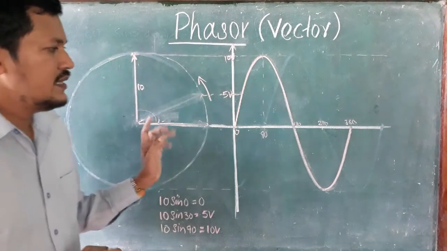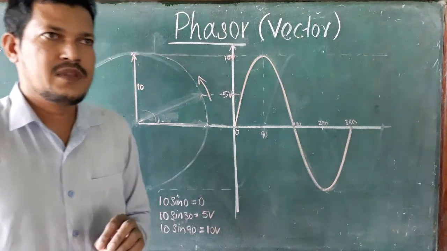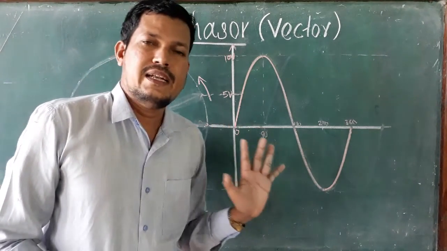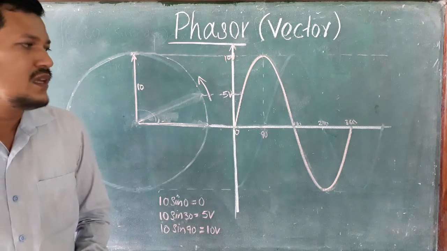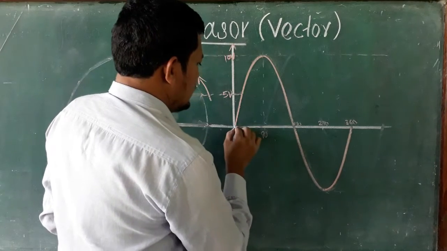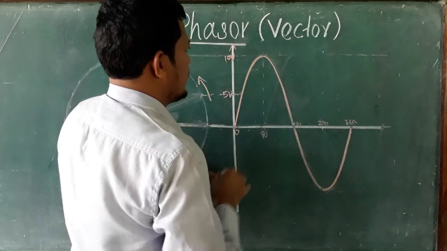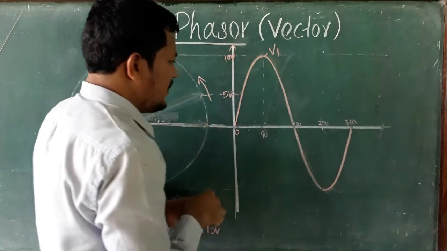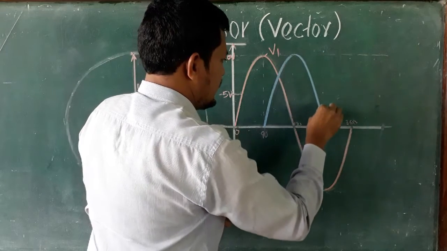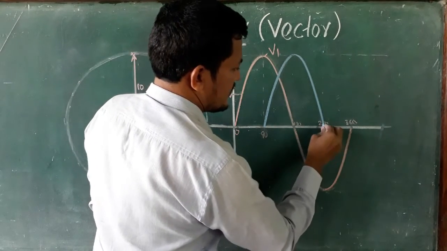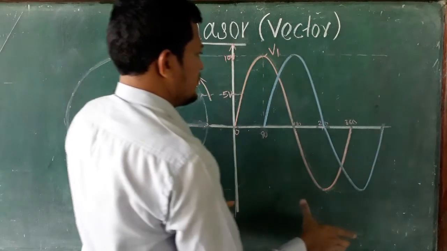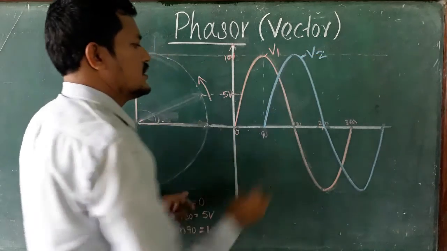Now I am just reminding you of leading and lagging. In an earlier video I discussed the leading and lagging of alternating quantities. Suppose here I am drawing one more waveform. Suppose our first waveform is taken as V1. The second waveform starts at 90 degrees and reaches 0 again after 180 degrees. Clear? This one is called V2, voltage 2.